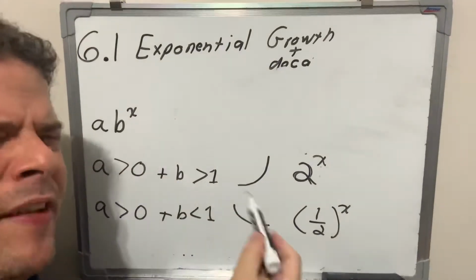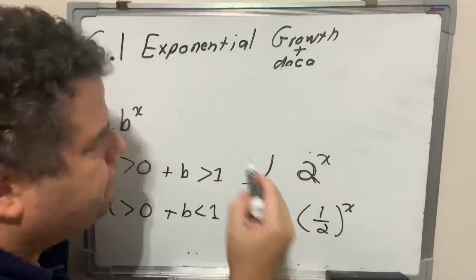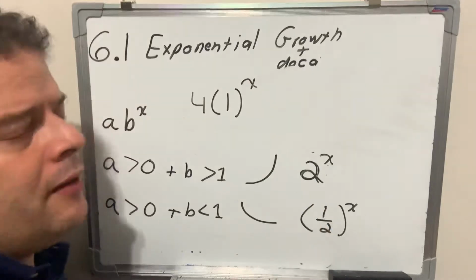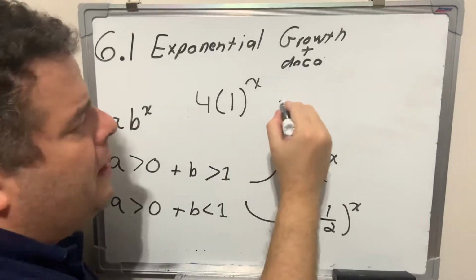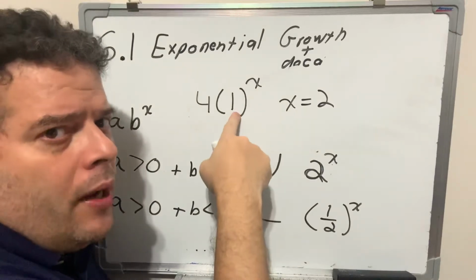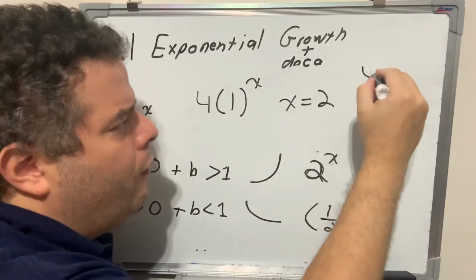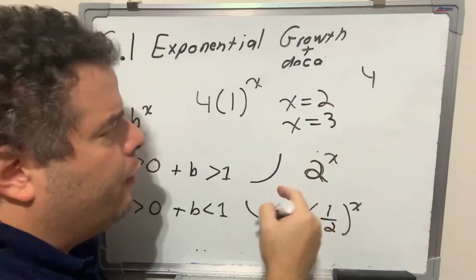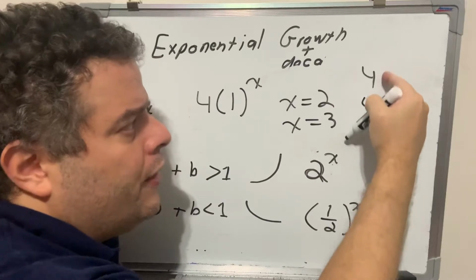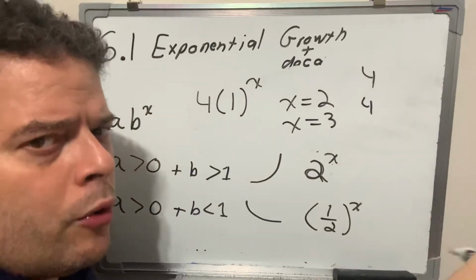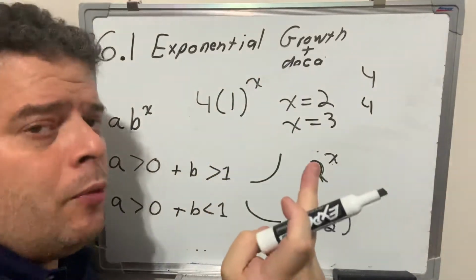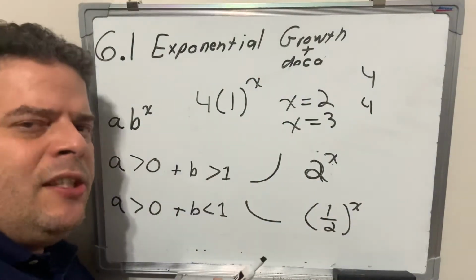Let's see what happens if it were the number 1. Let's say I have 4 times 1 to the power x. Let's say my x is 2. What is 1 squared? 1 times 4, 4. Let's say my x is 3. What is 1 cubed? 1 times 4, 4. There is no change. There is no growth or decay happening. So your b has to be either bigger than 1 or between 0 and 1.